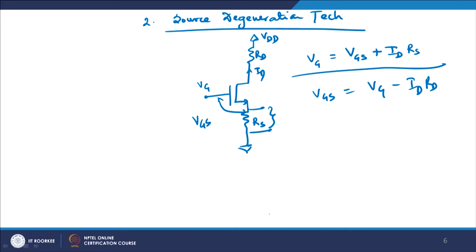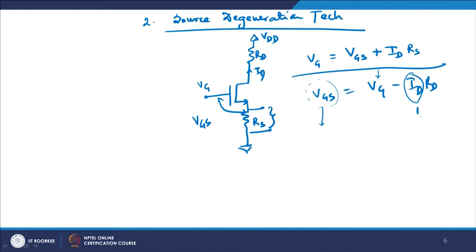Now what happens is, if you assume that VG is fixed, even if ID varies because of some reason or other, then my VGS will also vary in the opposite direction in order to compensate for the variation. I will just show you how it works out. Say ID was 1 milliamp, multiplied by RS, say 1 kilo ohm. If you multiply these two, I get 1 volt. Say VG was equal to 3 volts. So 3 minus 1 is 2 volts. So VGS was equal to 2 volts.